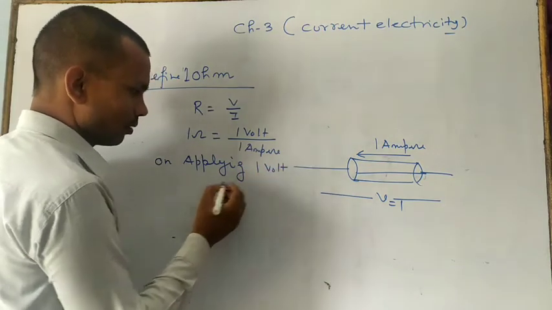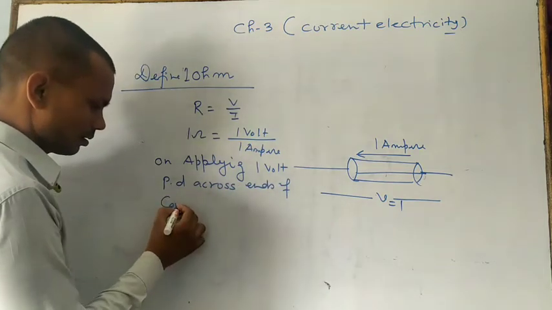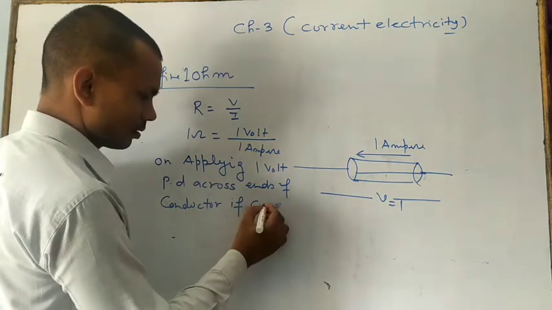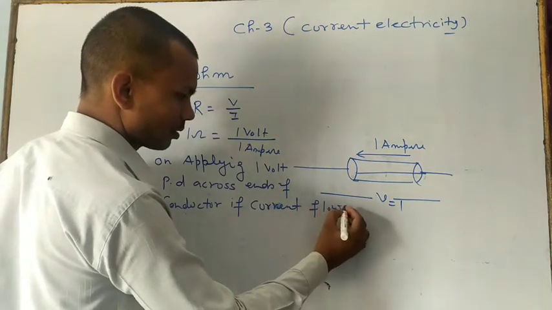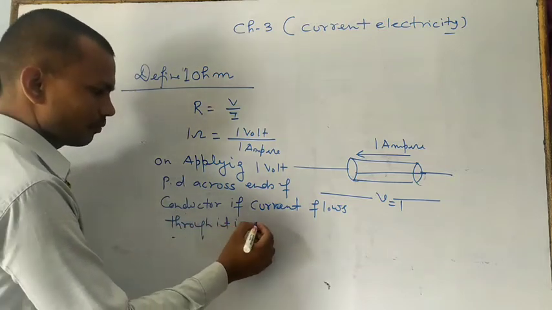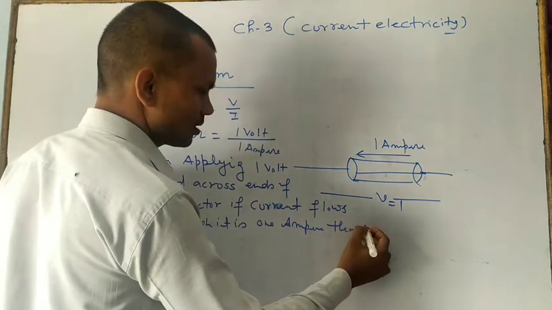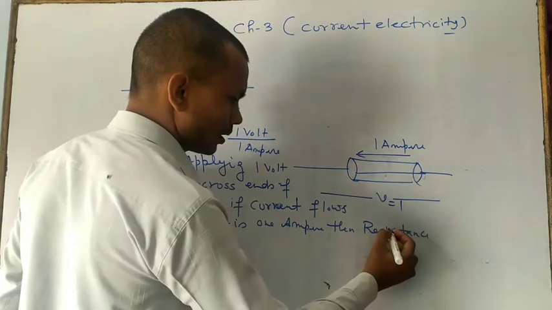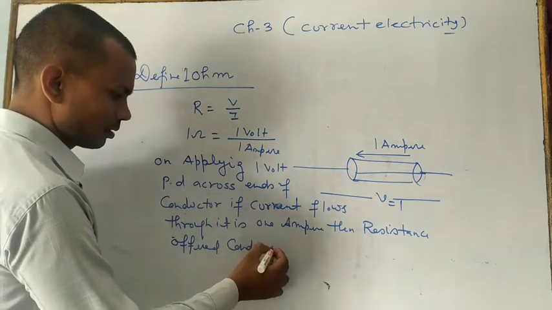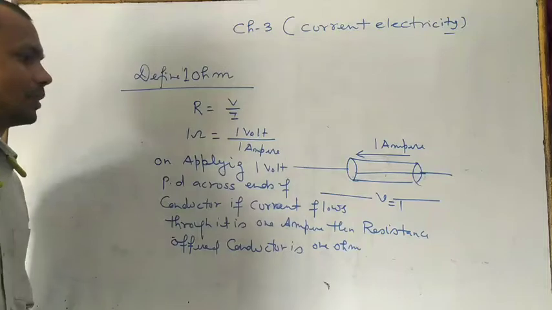1 volt potential difference across the ends of a conductor, if the current that flows through it is 1 ampere, then the resistance offered by the conductor is 1 ohm.